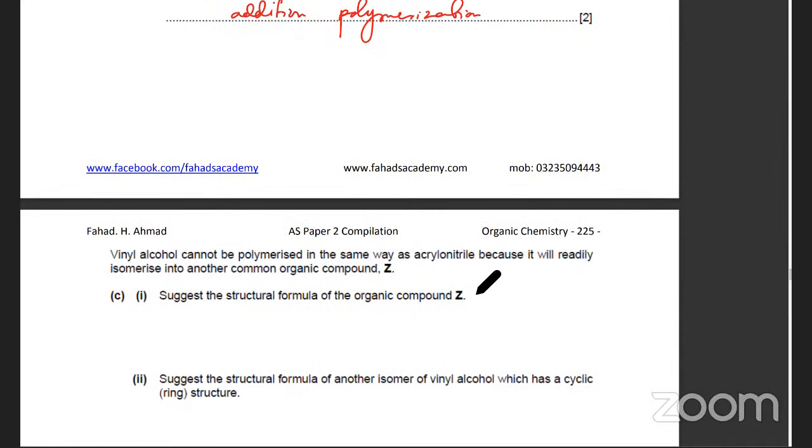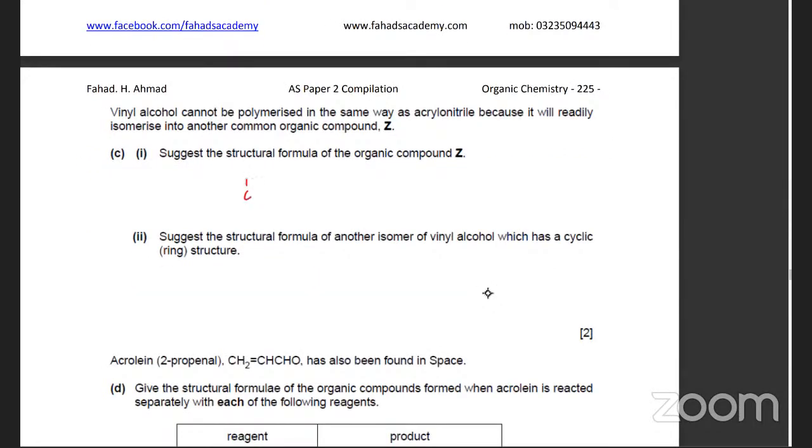So he is saying that this molecule over here readily isomerizes into another organic compound. So we'll basically be looking for an isomer. So make an isomer of this. It isomerizes into another organic compound.